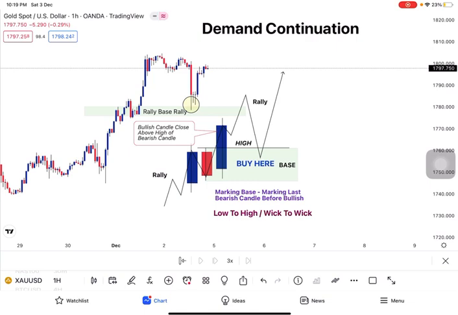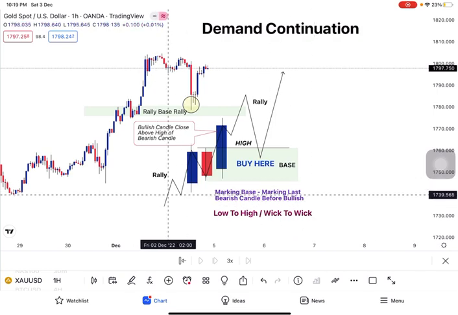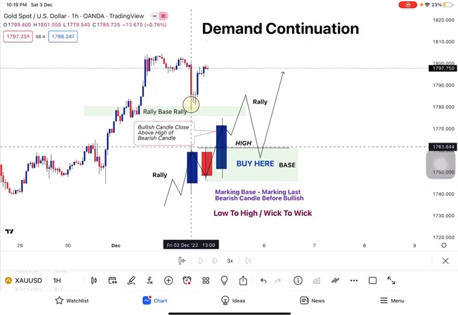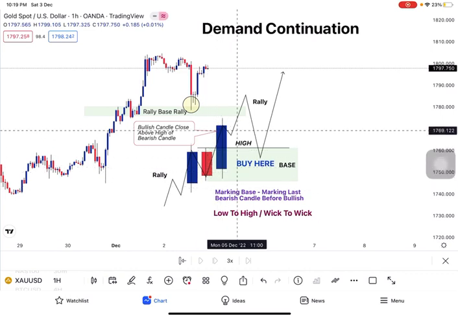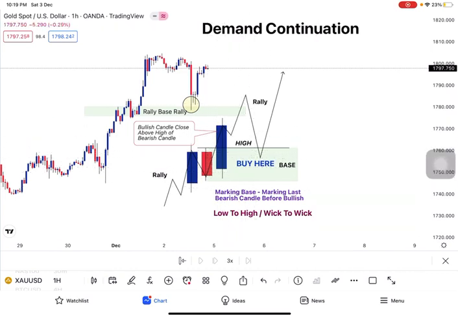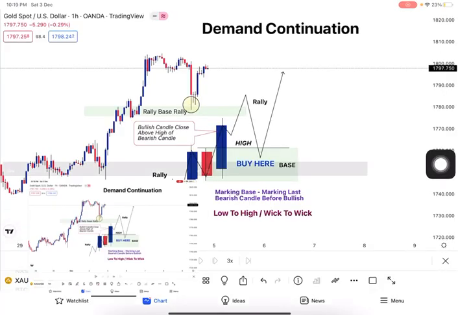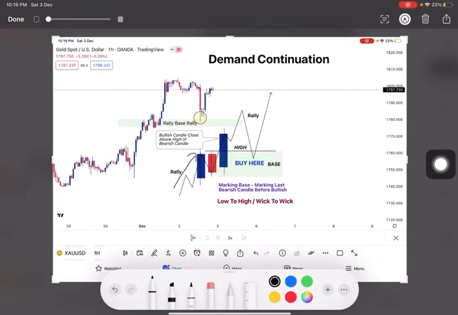Okay, so this is the demand continuation, which is a type of demand zone. How can we identify the demand continuation? First, we have to identify an uptrend, which is a rally, and it becomes a base, which is the sideways, and also breaks out of the base, becoming a rally. So this is what we call rally, base, rally. You must have an uptrend first, and then you're making a sideways. After that, you break out the sideways here, okay? Break out. So this one is rally, base, rally.